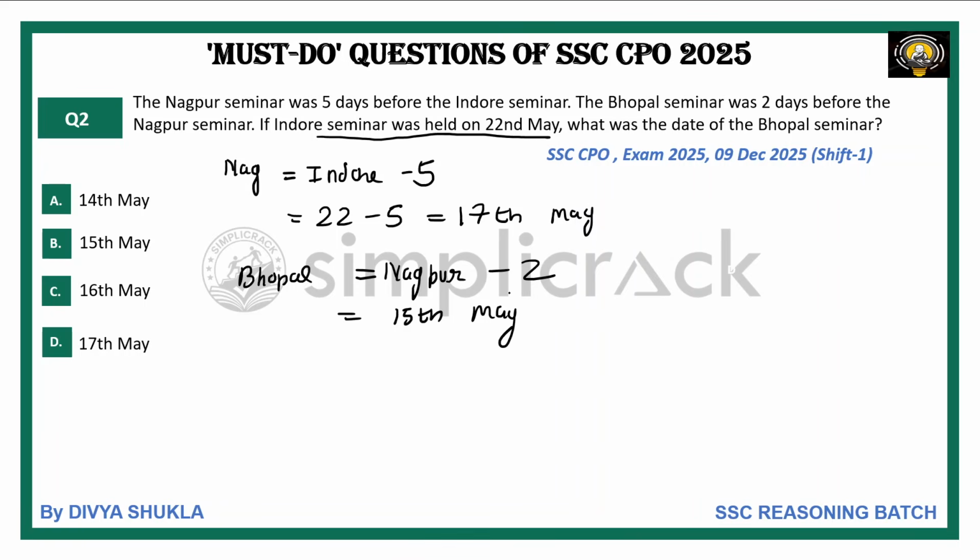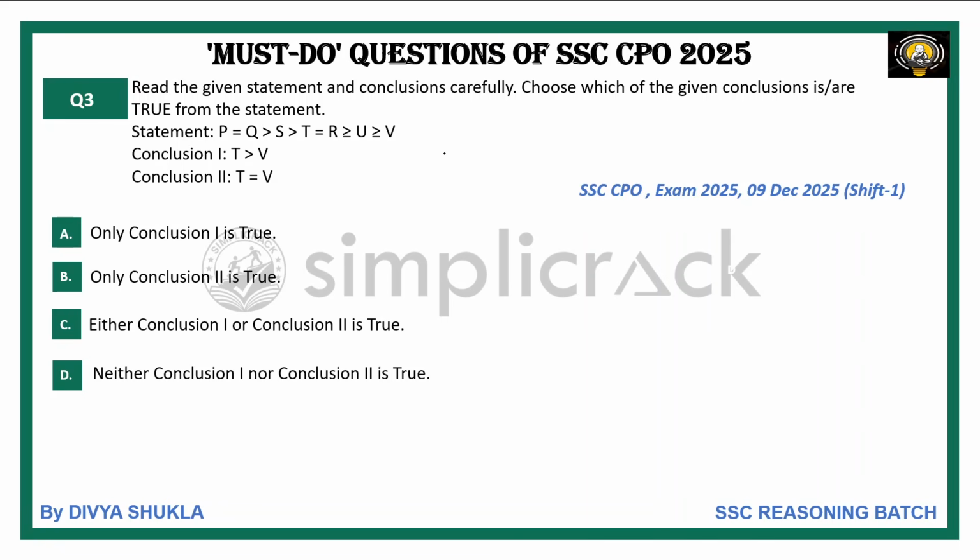Very simple, pure mathematics based question. Even though this question is from the chapter calendar, even if you have not studied the calendar chapter, you could have answered this question in the examination. So 15th May, option B is the correct answer for this question. Let's move to the next question.